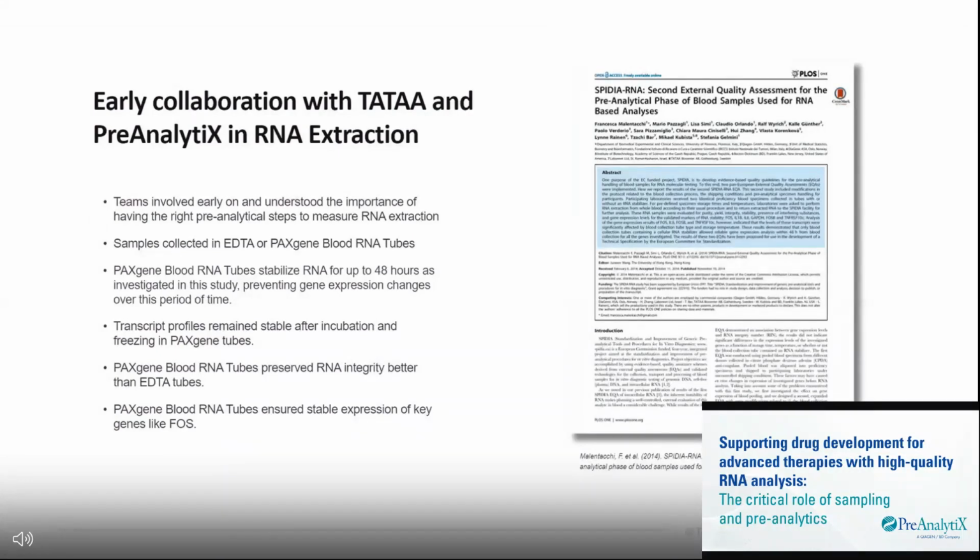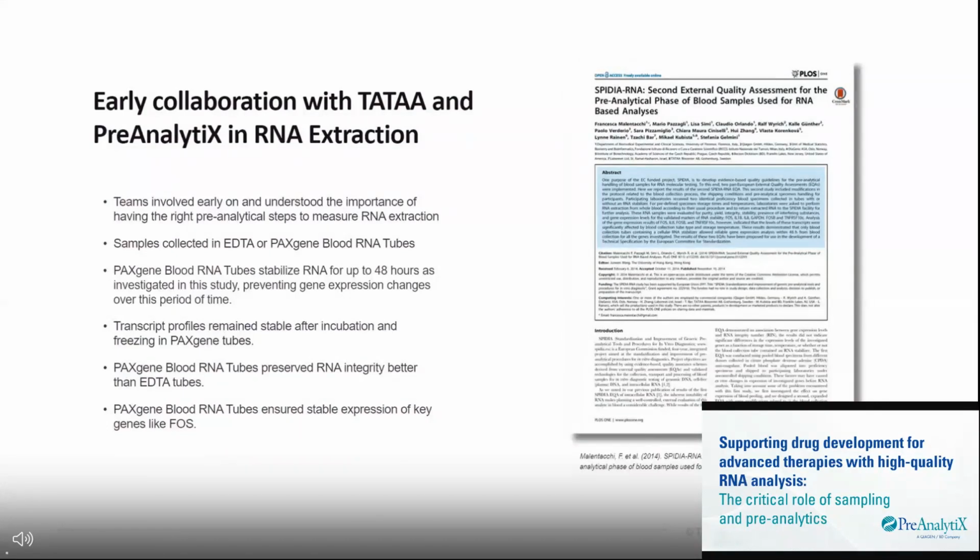On the left are some bullet points for our findings. Pre-analysis, as Kalle introduced, includes how samples are collected, stored, and transported. These steps can affect the transcription levels, and sometimes this has even more impact than the biology of the disease itself.